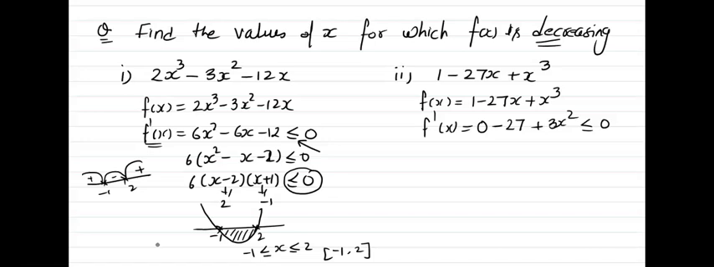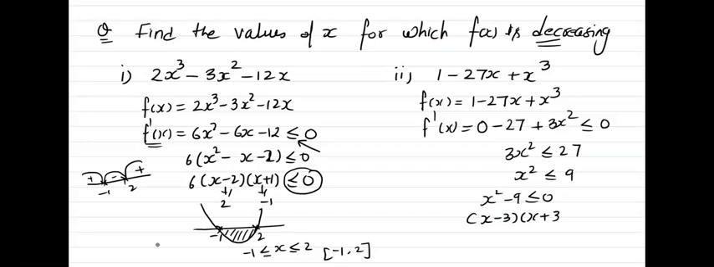If you add 27 on both sides, it should be 3x square less than or equal to 27. Now divide by 3 on both sides, so x square is less than or equal to 9, right? We can write this like this as well: x square minus 9 less than or equal to 0. I am doing it for you. This is a difference of squares, so we can write x minus 3 and x plus 3 less than or equal to 0.